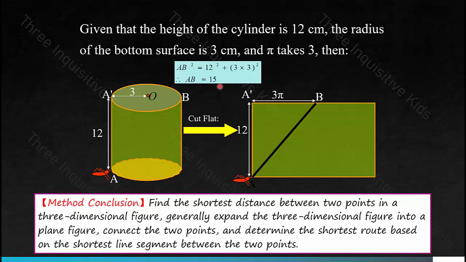So here's a method conclusion. First, you find the shortest distance between 2 points in a three-dimensional figure. Generally expand the three-dimensional figure into a plane figure. Connect the 2 points and determine the shortest route based on the shortest line segment between the 2 points. And if you think about it, it's really just a right triangle right here. So it's always good to keep in mind the Pythagorean theorem.